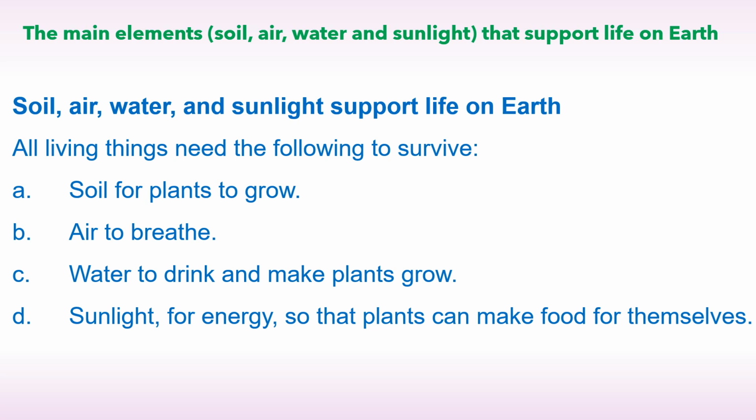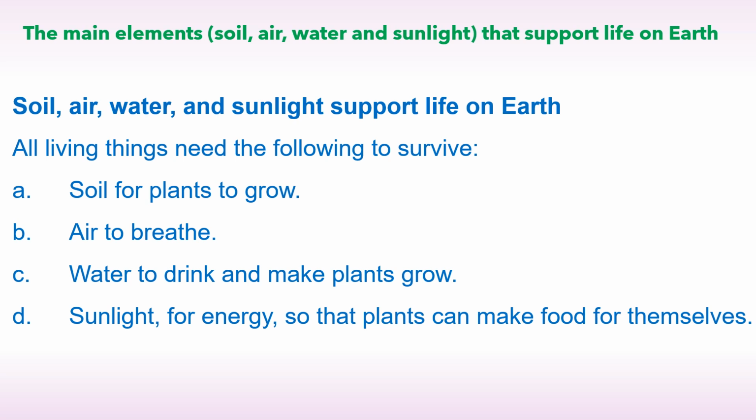So we have soil in which plants grow. We have the air which we breathe in. So when we breathe in oxygen, we breathe out carbon dioxide. The plants take in the carbon dioxide during the day and they give us oxygen to breathe during the day. Then plants, animals, and human beings need water to drink, and the plants need water to grow.